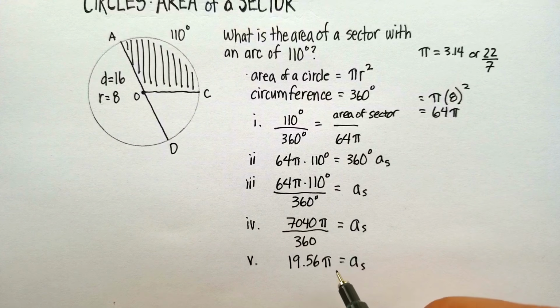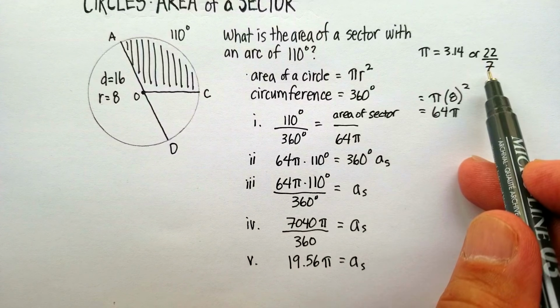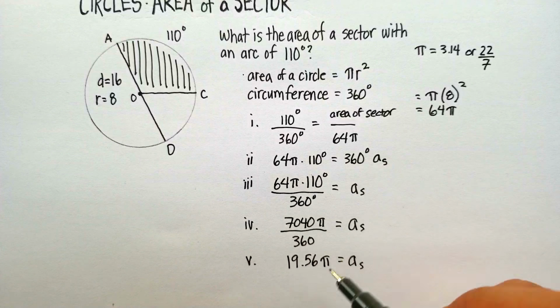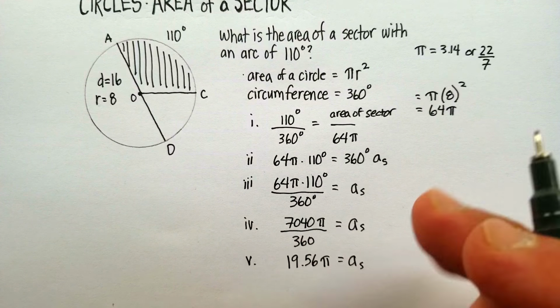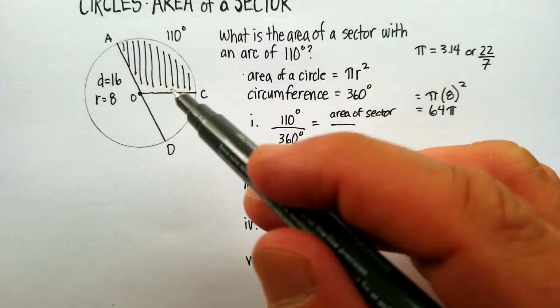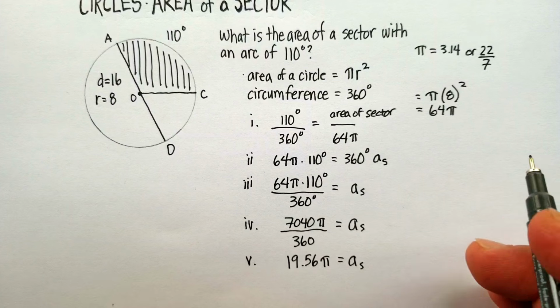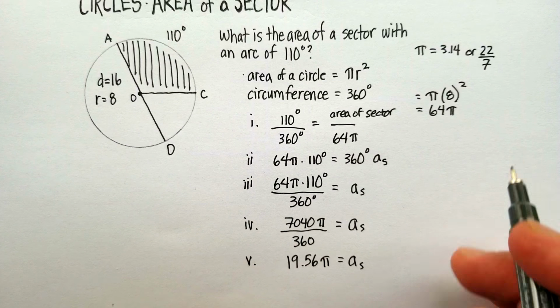Okay. Now, again, you can use 22/7 for your pi. You can use 3.14 for your pi. You can round this down to one figure. It really just depends on how accurate your information needs to be. Okay, so we'll just leave it as 19.56 pi for right now. Okay, I hope that was helpful.